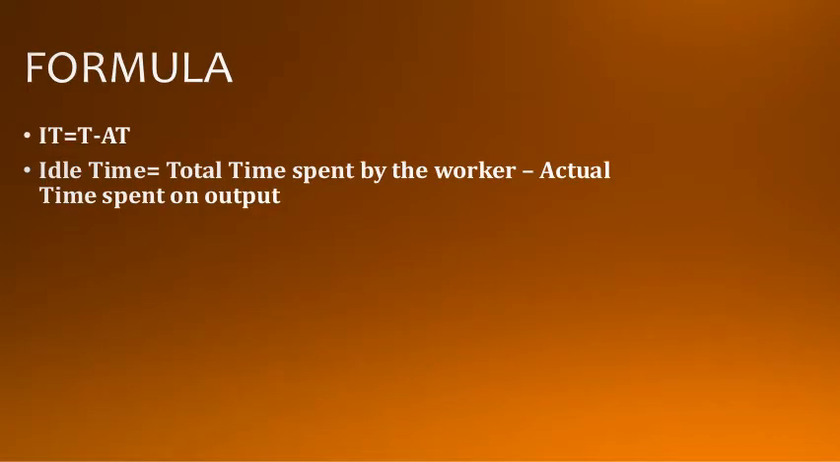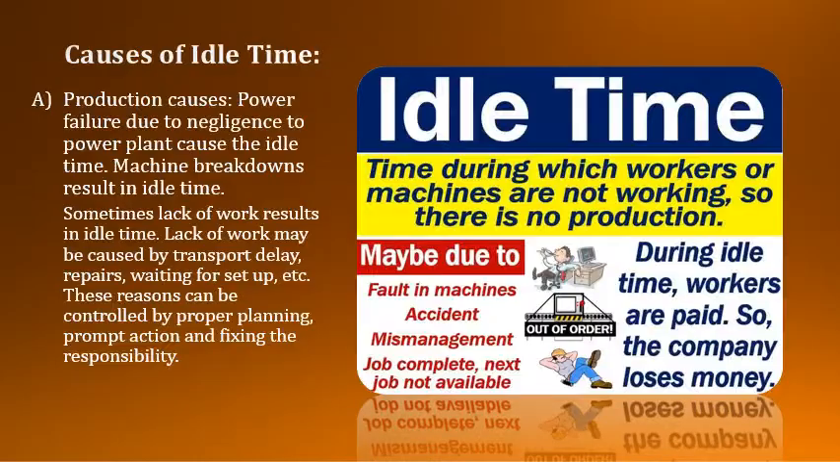So what is the formula of idle time? Idle time is equal to total time spent. Total time spent by the worker is denoted by T here, minus actual time spent on the output. That actual time is denoted by AT. So IT is equal to T minus AT. That is the formula for idle time.